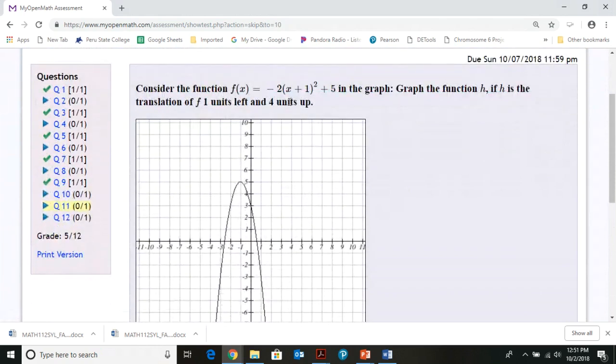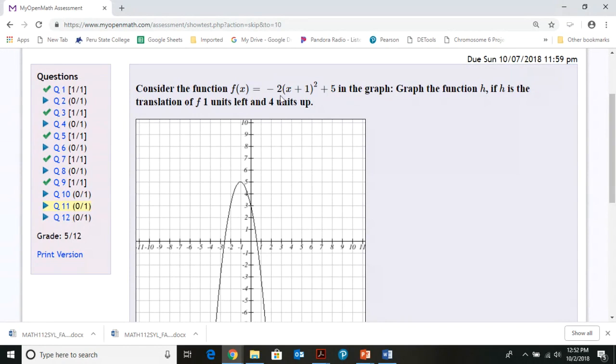All right, so now this one we want to do all kinds of stuff with. It says this is the original function. Notice this is an x squared. It's been moved to the left 1, turned upside down, stretched a little because of that 2, and then plus 5 means we moved the whole thing up 5.